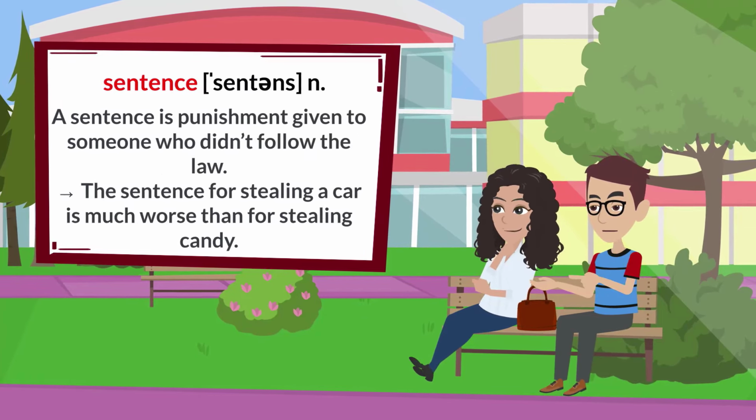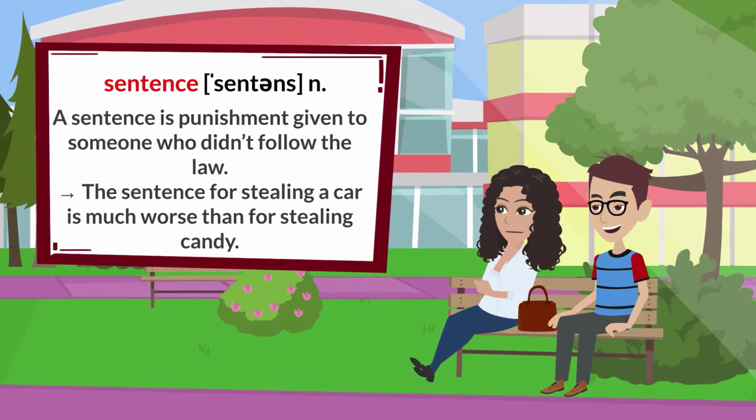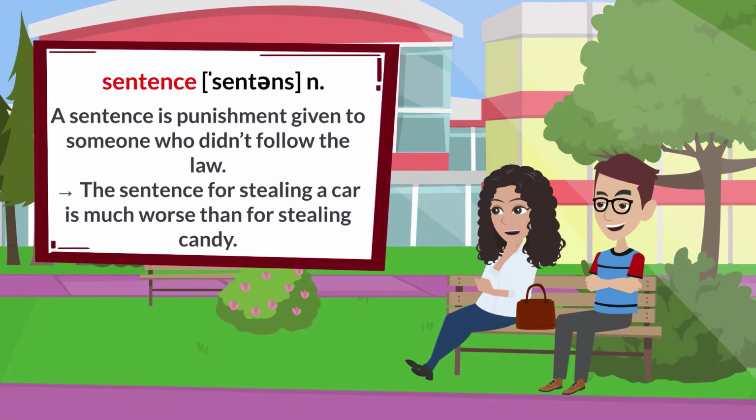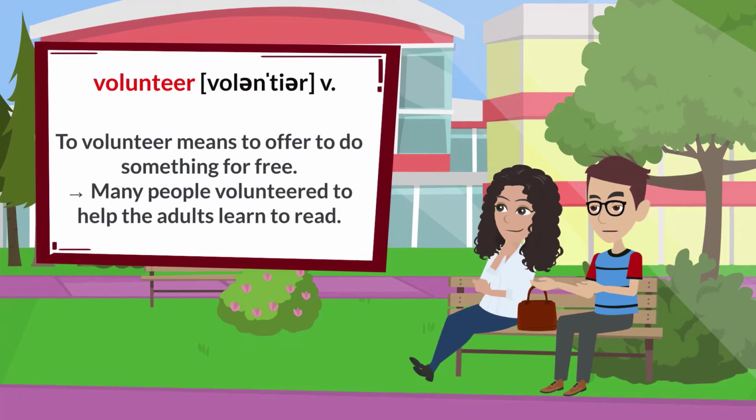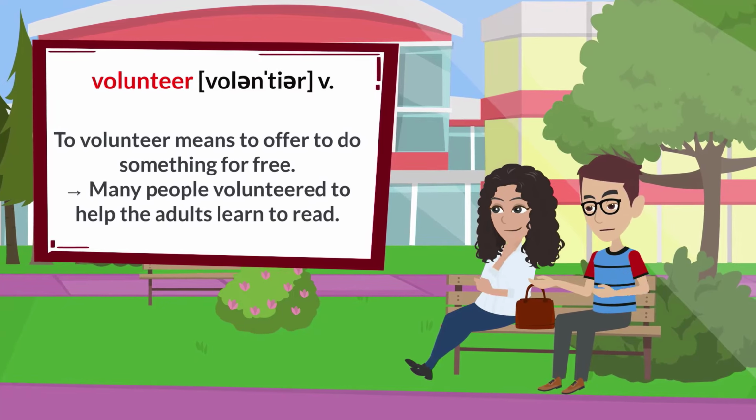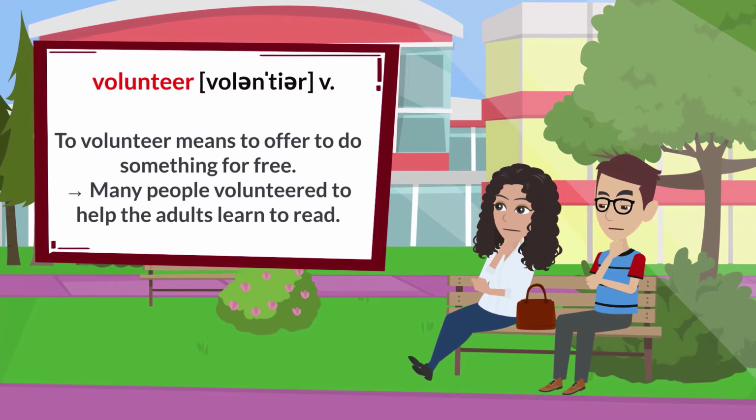Sentence. A sentence is punishment given to someone who didn't follow the law. The sentence for stealing a car is much worse than for stealing candy. Volunteer. To volunteer means to offer to do something for free. Many people volunteered to help the adults learn to read.